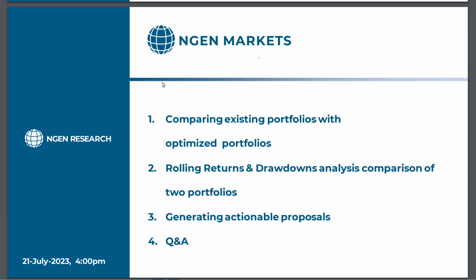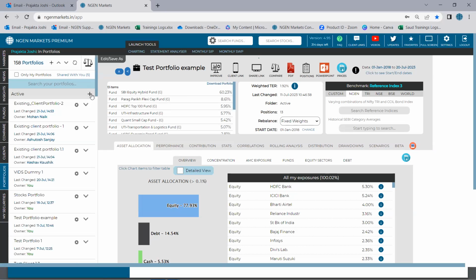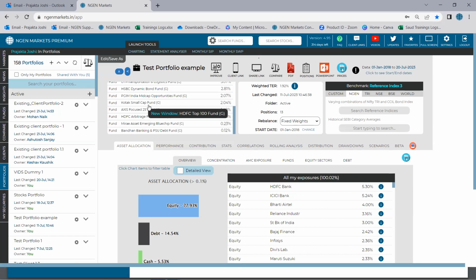So let us now begin. For that, I'm heading over to the NGEN Markets terminal. This is the NGEN Markets platform, and for today's webinar we will be focusing on the portfolio section, where first of all I'll tell you how you can optimize or improve this portfolio, and then we will head over to the comparing two portfolios part. So let me just load in a portfolio. For example, I have loaded in Test Portfolio. This is an example portfolio that I've created.